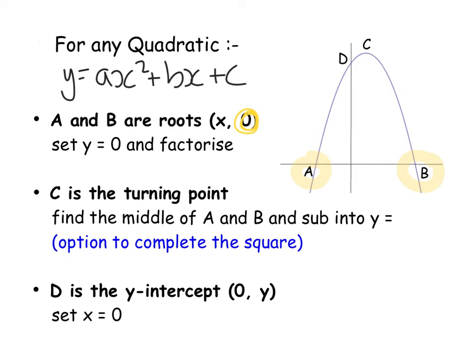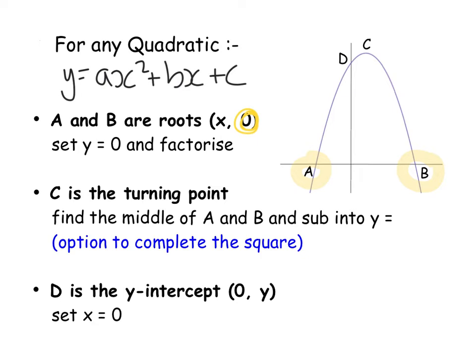C is your turning point. Now there are two ways to get your turning point. For all my examples though, if you're finding the roots, we are going to find the middle of the roots, and then that'll give us our x coordinate to then sub in and get our y coordinate. The other option is to complete the square, and completing the square will give you the turning point, but that's a completely different video, and the format I'm giving the questions to you in is probably going to be done through factorising and finding the middle.